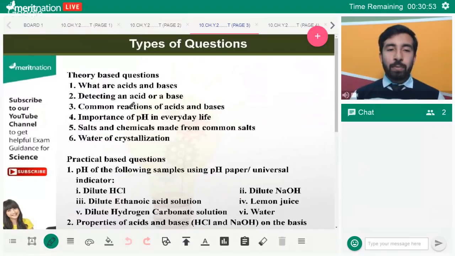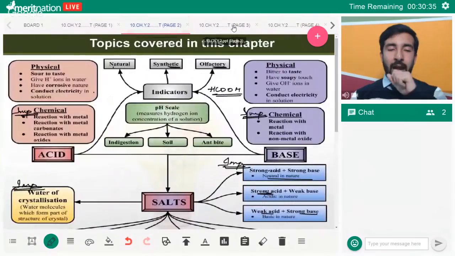Moving on to the next part, that is the common reactions of acids and bases. I have already discussed this with you. Next is importance of pH in everyday life, which includes its importance in soil, importance for indigestion, and also we have covered one which is your ant bite.